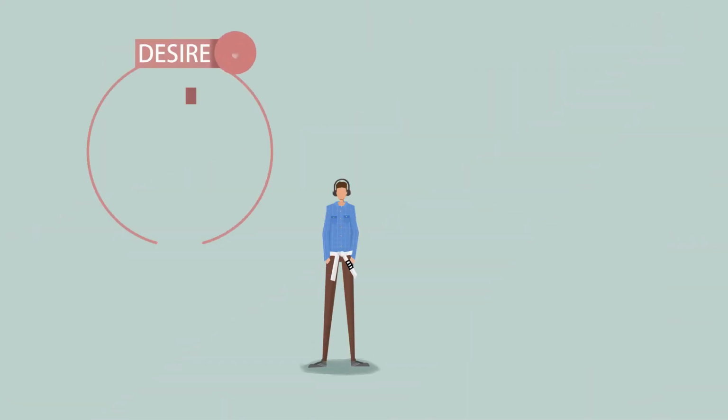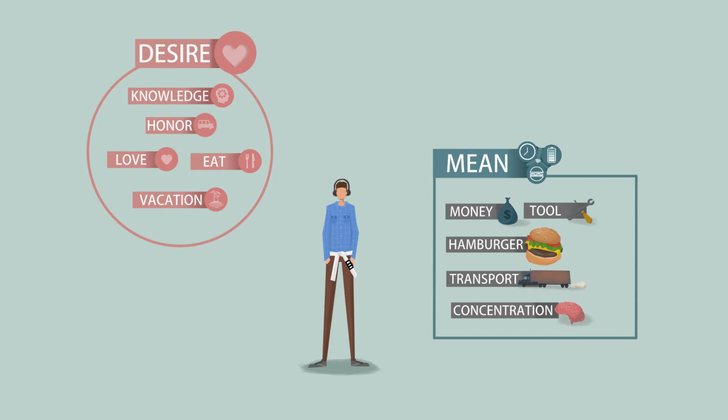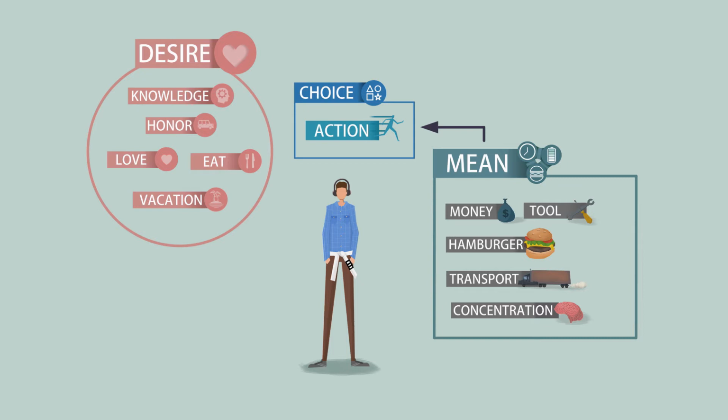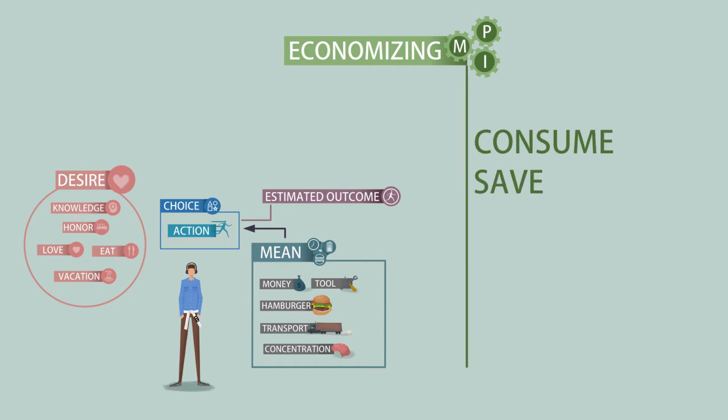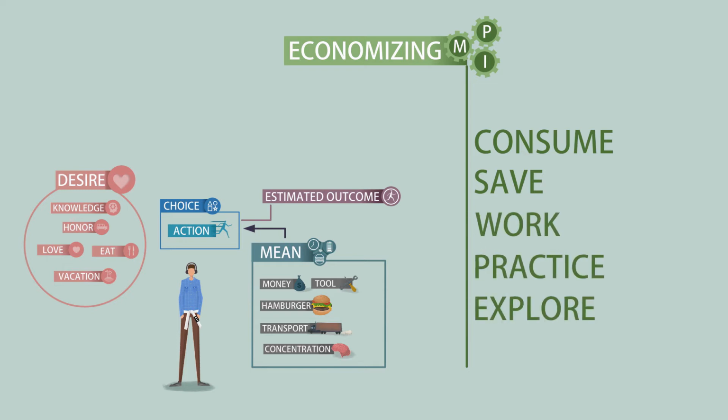Before we choose, we must somehow rank our desires and means first. Once we know what we want and what we have, we can think about our choices. And before we decide what to do, we estimate the outcomes of our possible actions. Our means strongly determine our choices. And when we economize, we try to use them as best as we can. We can consume for a quick gain, or save for later in the future, or work to produce more, or study and practice to become better, or explore to know more, or just relax and recharge our batteries. This is what we do when we economize. Decide and calculate how to allocate our means.